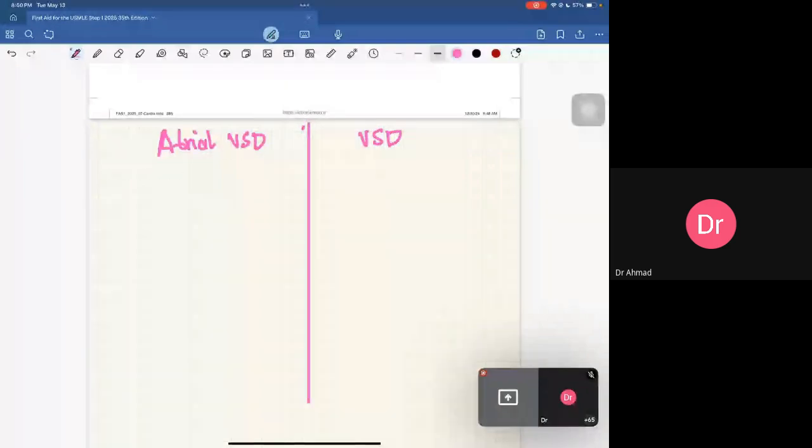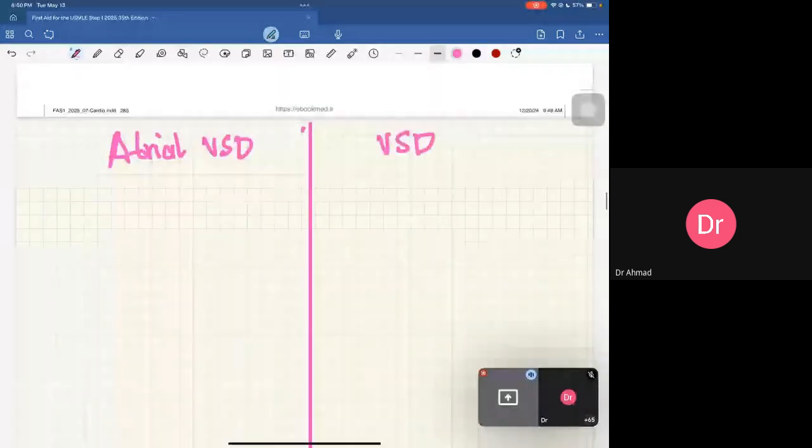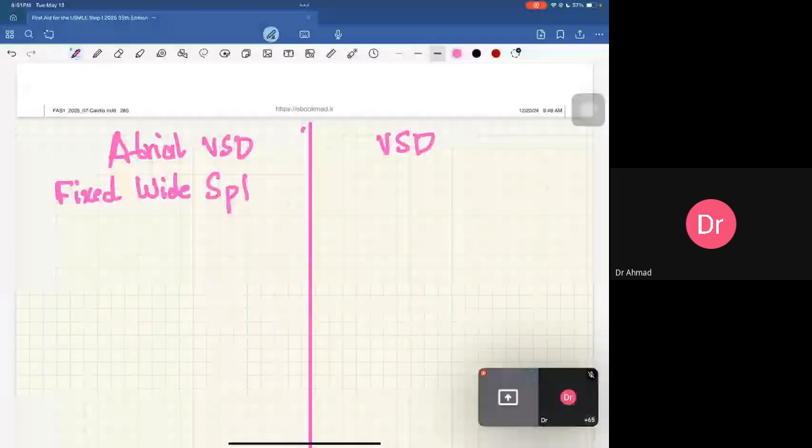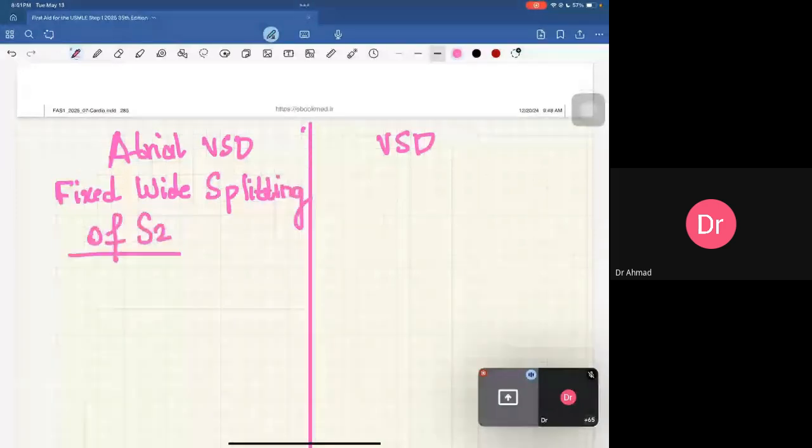USMLE asks about atrial and ventricular septal defects because these present as murmurs, right? So we will cover the murmurs of atrial septal defect and ventricular septal defect. How does the murmur of atrial septal defect sound? They would give you that there would be fixed wide splitting of the S2. I could go into the detail of how this happens, but once we do the murmurs, we will go into the detail of splitting and what fixed wide splitting is. But for now, you want to remember that they would give you fixed wide splitting of S2, and that would occur in atrial septal defect, right?